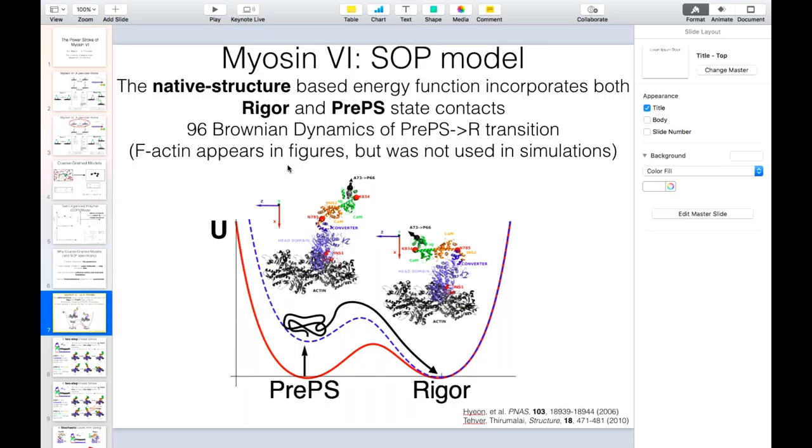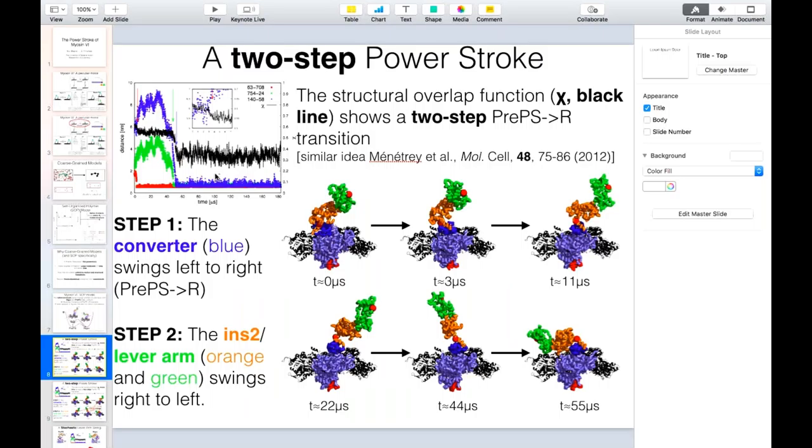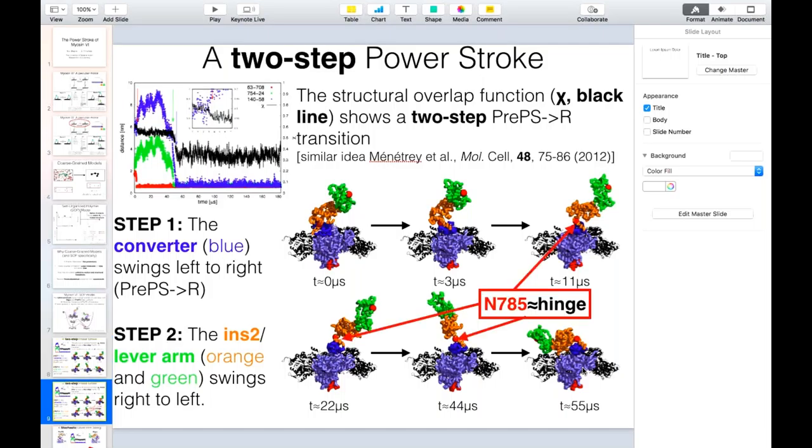I ran 96 Brownian dynamics simulations of this transition, and here I can show you that in the majority of the trajectories I see this kind of behavior. So this is the myosin 6 from above; in black is actin, this blue is the converter, orange is insert 2. If you look at what happens at the beginning, it's in pre-power stroke, then the converter rapidly swings towards the rigor conformation. And only afterwards the lever arm starts to rotate, and finally it reaches the rigor conformation.